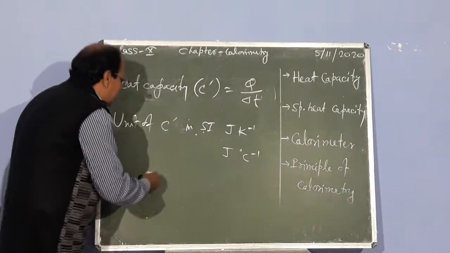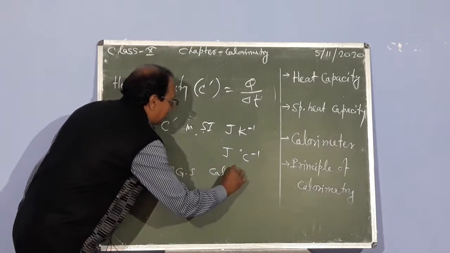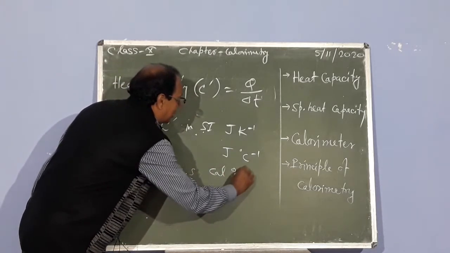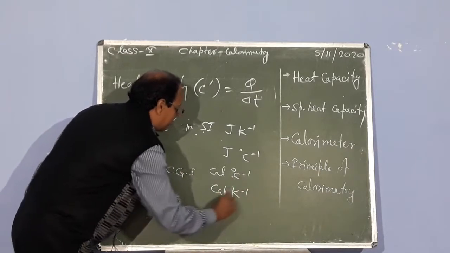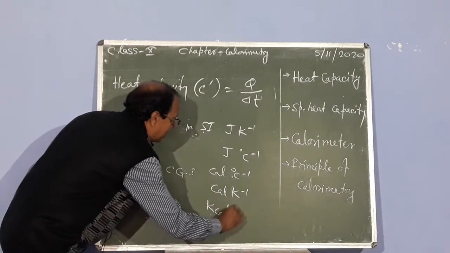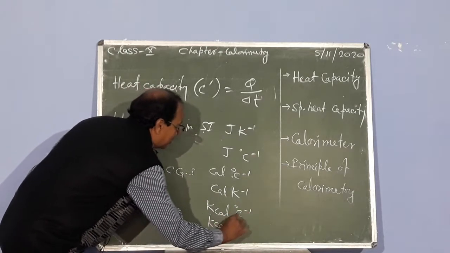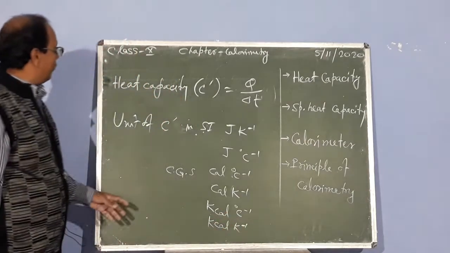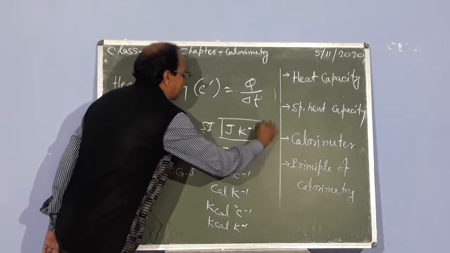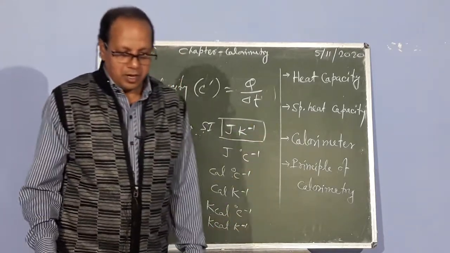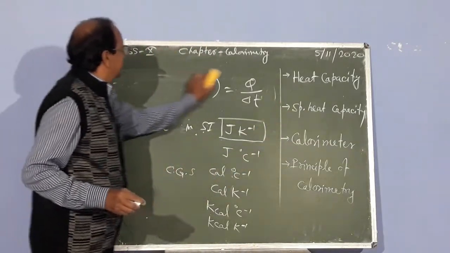If you go for the CGS system or other systems, then we can say calorie degree Celsius inverse, calorie Kelvin inverse, kilocalorie degree Celsius inverse, kilocalorie Kelvin inverse. You can go for all these units, but keep in mind for the SI unit, joule Kelvin inverse. Now I will go for the second topic, specific heat capacity.